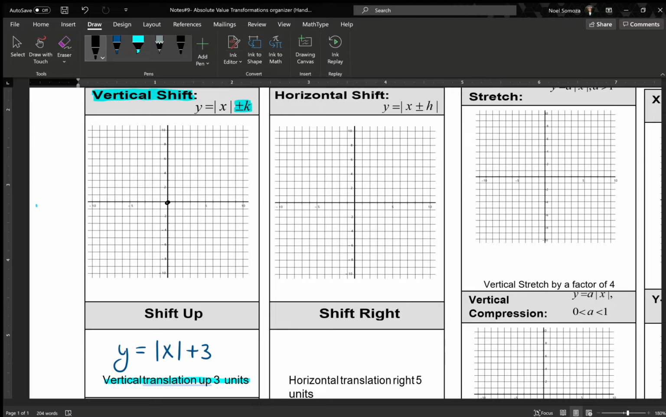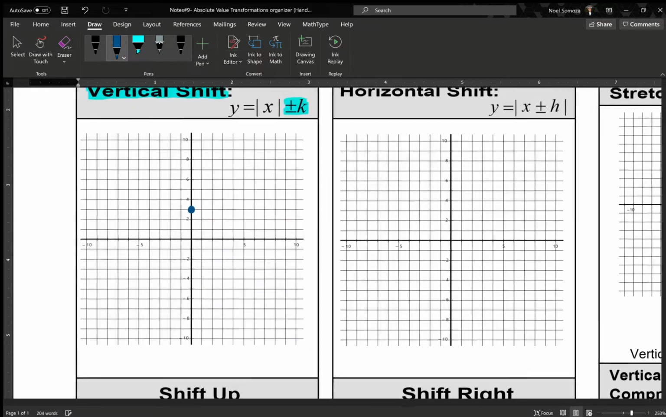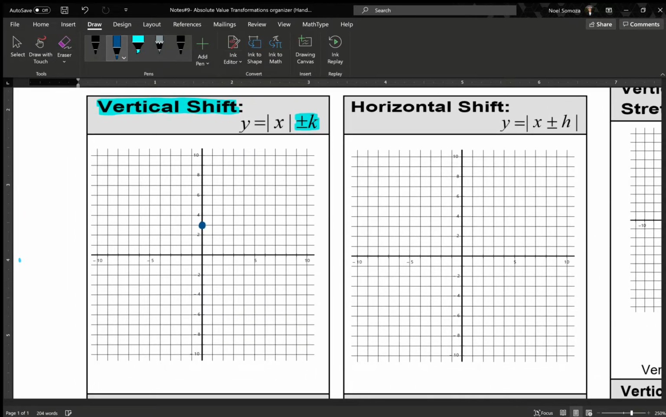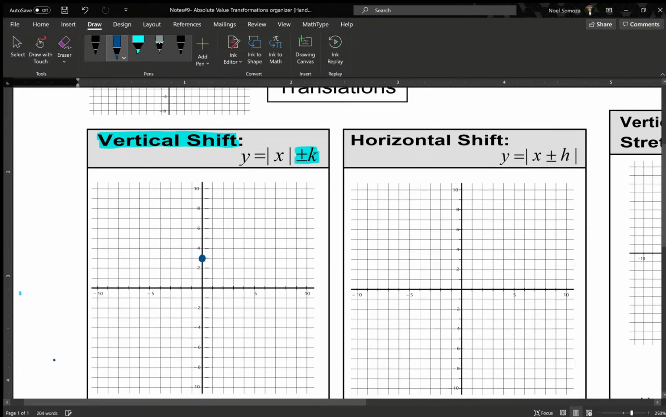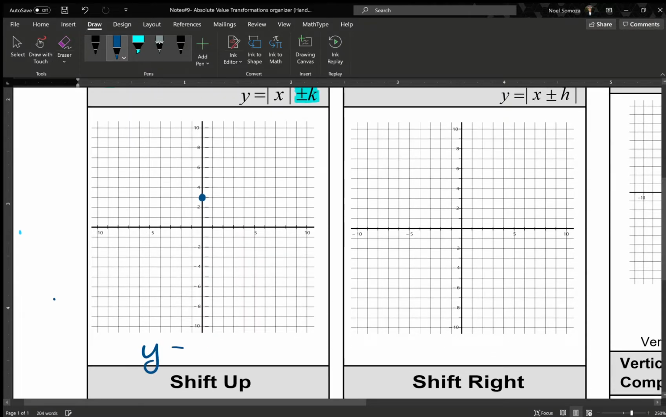Okay, so to walk you through how the graph would look, if this was the original parent function, we know that the origin (0, 0) would be the vertex. But in this case, because we shifted the whole function up 3 spaces, our vertex is not going to start at 0, it's going to start at positive 3. Okay, so let me erase this part. I'll zoom in a little bit. Okay, so I know that what I'm graphing here, let me rewrite it, is y equals absolute value of x plus 3.